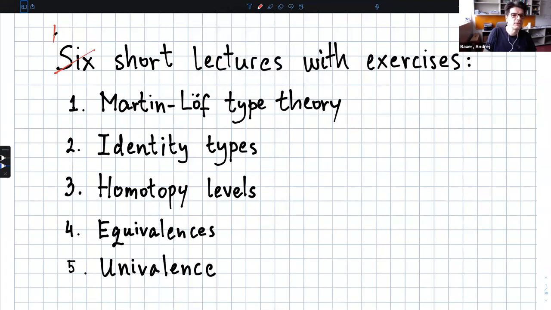There will be five nodes, five short lectures. I was too ambitious. I thought I could have one about higher inductive types, but I think it would be too much material.